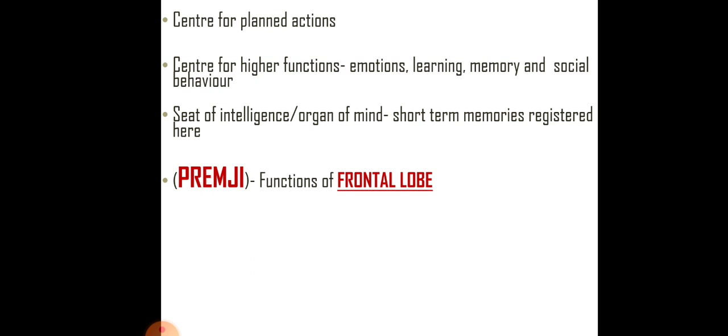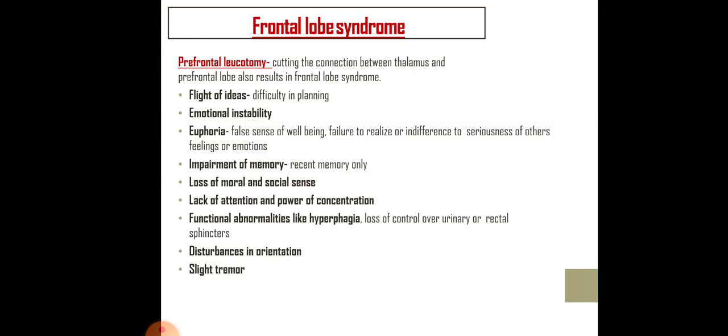Here the functions of the frontal lobe are learned with the help of this mnemonic, that is PREMJI. PREMJI means P for personality, R for reasoning, E for emotions, M for memory, J for judgment, I for intelligence. So all these lie in the frontal lobe. These are the functions of the frontal lobe.